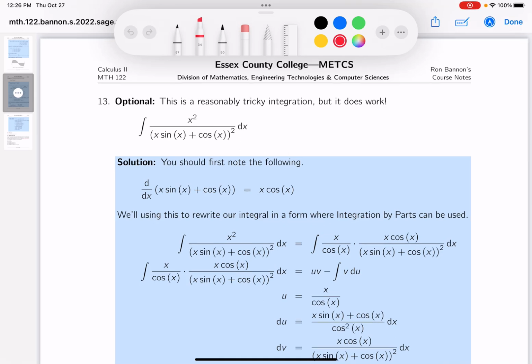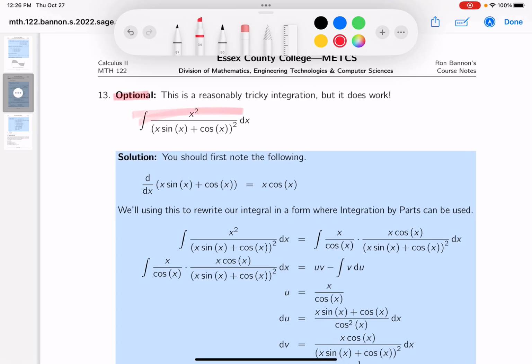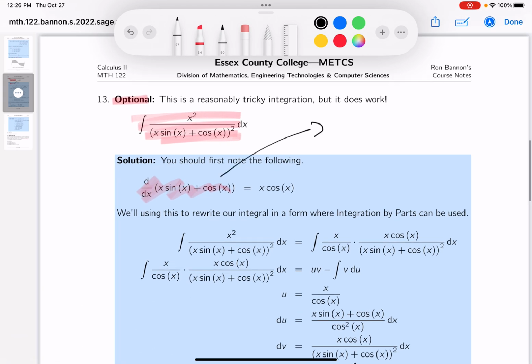Okay, we have an optional question, and they want you to integrate this over here. Again, it's difficult. So the first thing I did was I looked at the derivative of the bottom, and let me go through that with them. So look at this guy's derivative, and it's going to require certainly the product rule. So let me just do that for you. I'll do this over here to verify that this is true.